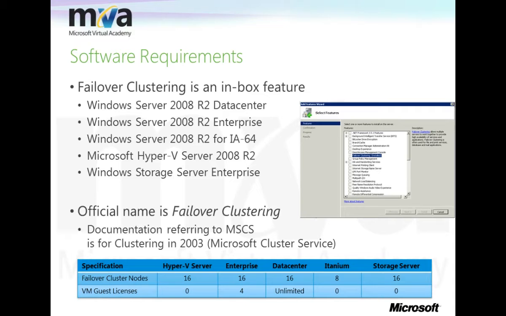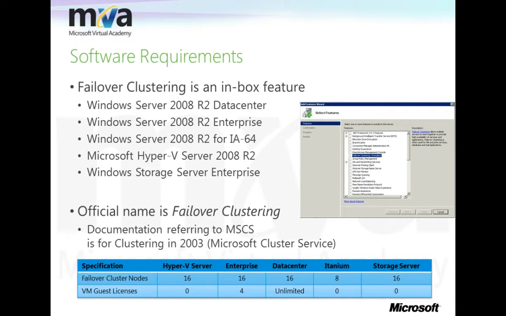Pretty much all of the SKUs which support failover clustering support up to 16 nodes, the exception being Itanium Edition, which we generally see only used for SQL servers, and we don't tend to see much scale on that. The primary difference here is virtual machine licenses for the actual VM guests. Now this could be an important factor in your planning when you decide which version of Windows Server you should purchase. We're going to be covering Hyper-V Server in more details on the next slide, but it is a free SKU, and with that it means that it does not come with any licenses for the virtual machine guests themselves.